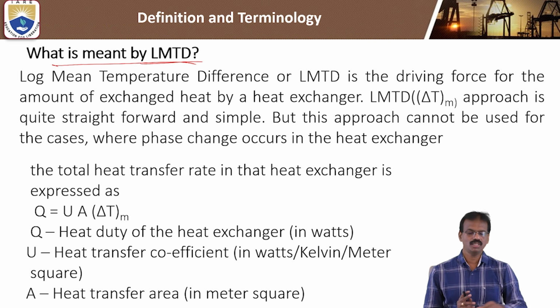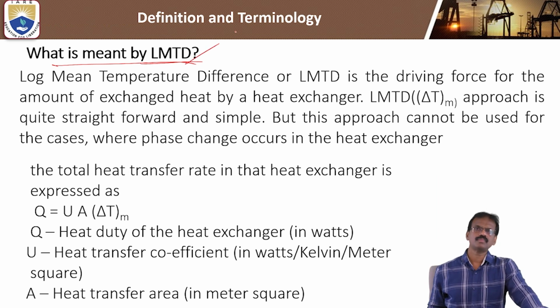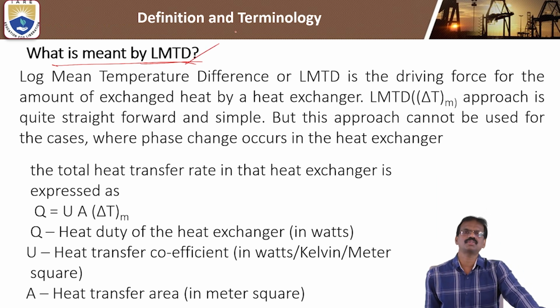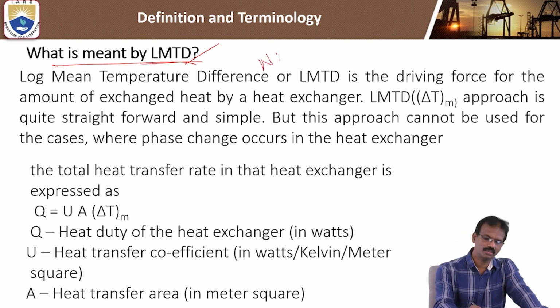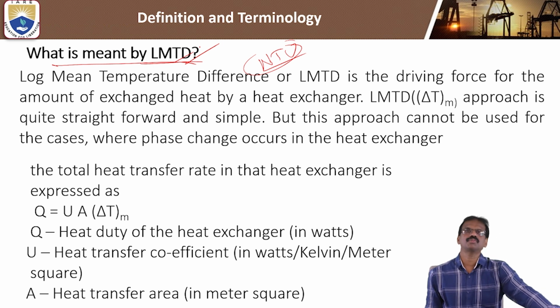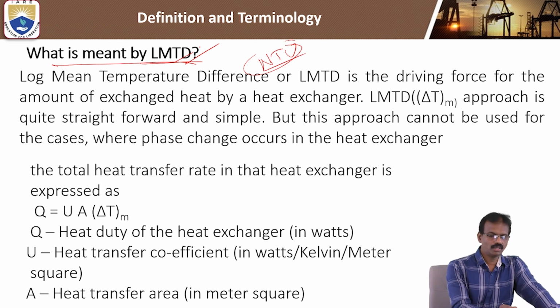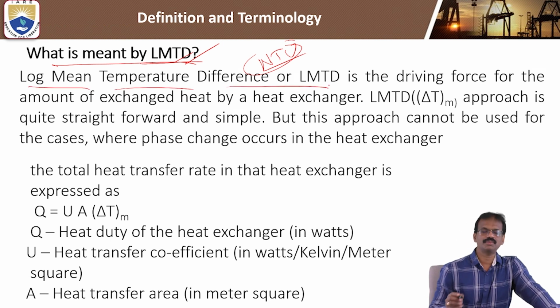One is the LMTD method. To find out the rate of heat transfer in parallel flow, counter flow, and cross flow, we'll use two methods. One is the LMTD method, another one is the NTU method. So first of all, we'll see the LMTD method. What is the importance of the LMTD method? It is called log mean temperature difference.